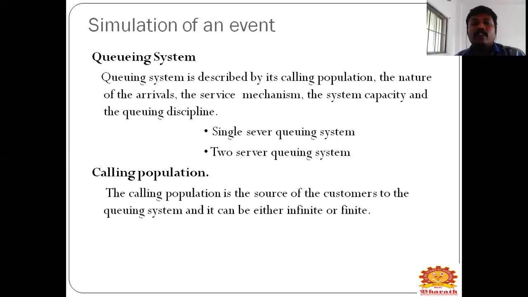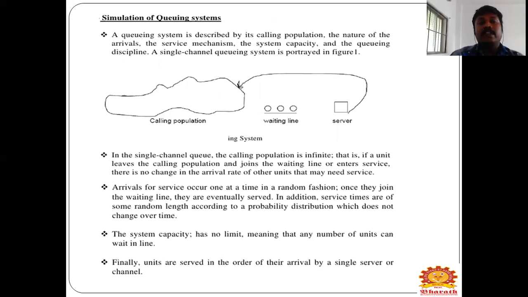And you will be knowing what the calling population is. The calling population is the source of customers to this queuing system, and it can be either infinite or finite. That is called the calling population. See here in this diagram, you are given the calling population, and you are having a server. Take the example of a banking system. In a banking system, the calling population will be the customers, and the server will be there.